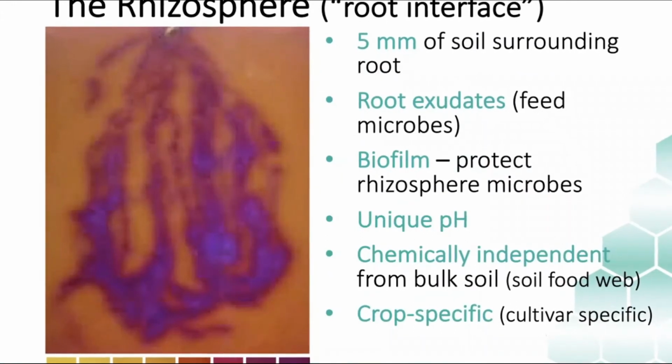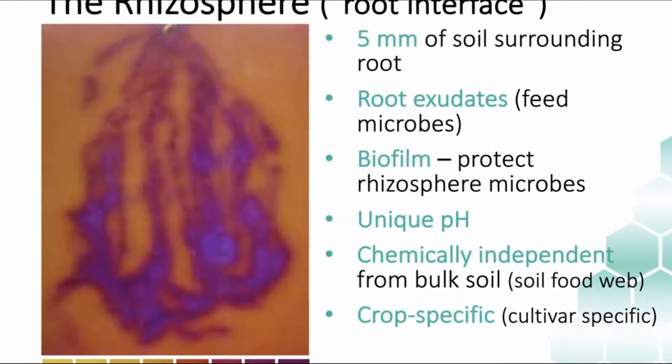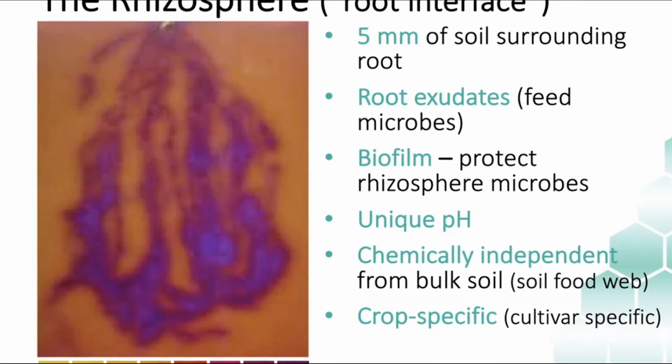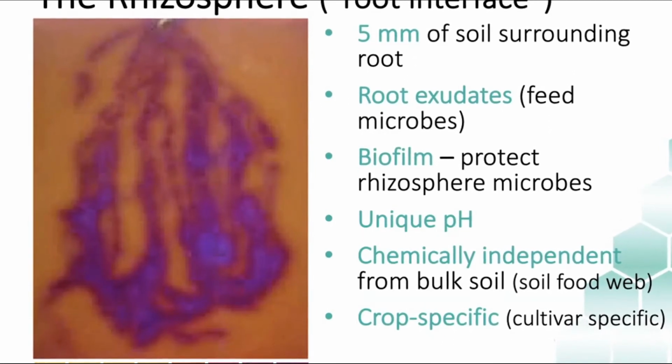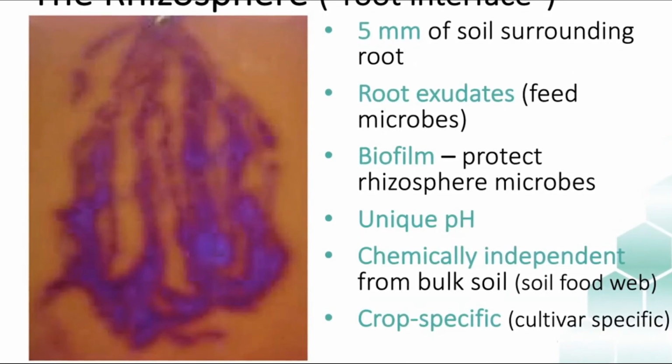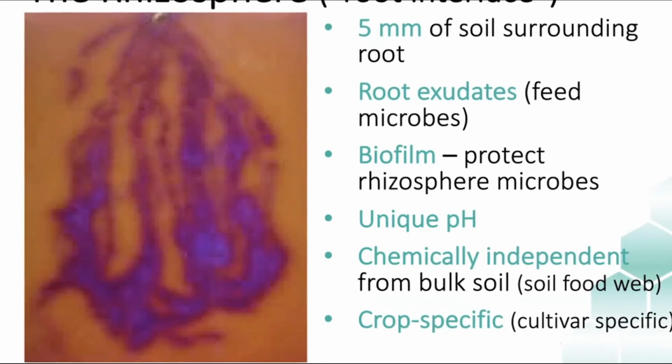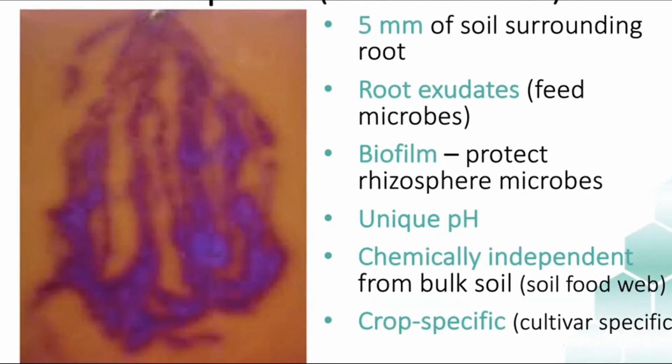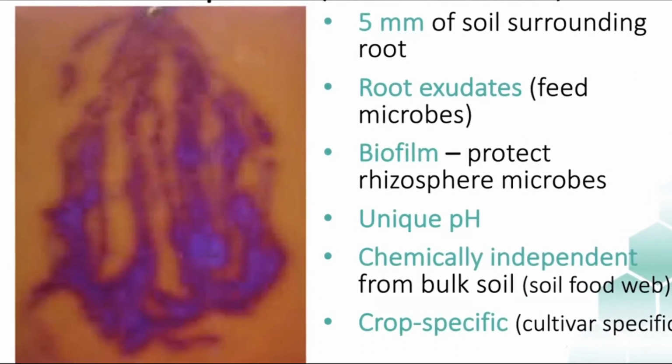So the rhizosphere, or the root interface, is literally that 5 millimeter of soil surrounding the root. So it's the soil under the direct influence of the root exudates. These exudates are also the food for the microbes living in the rhizosphere.